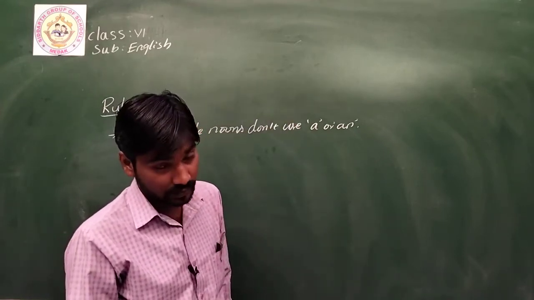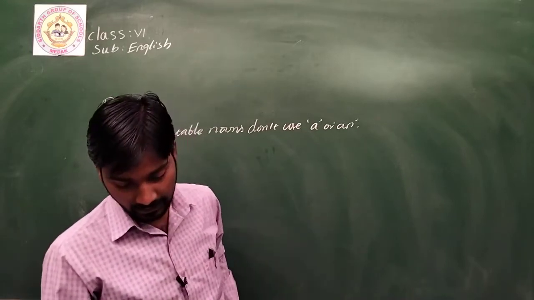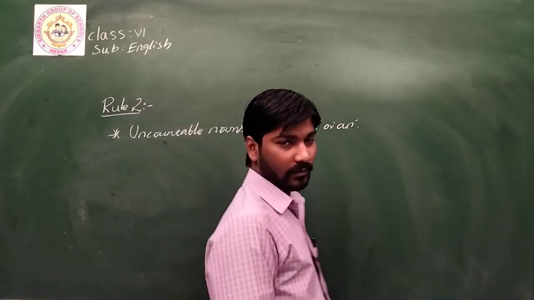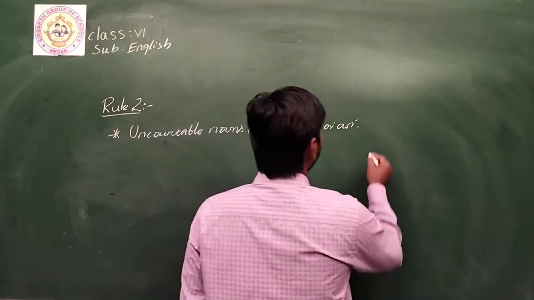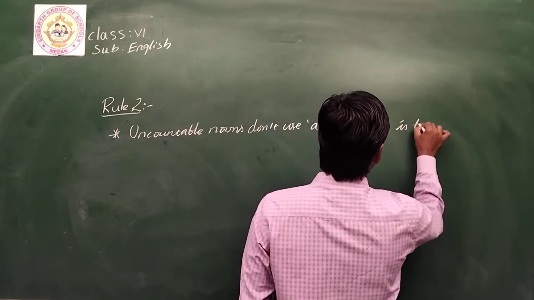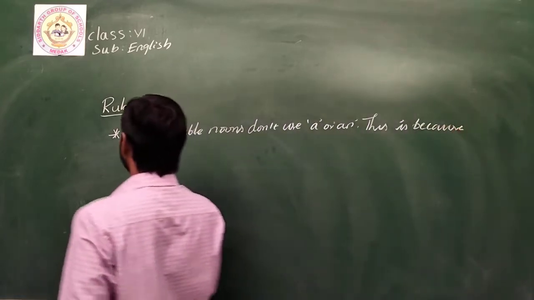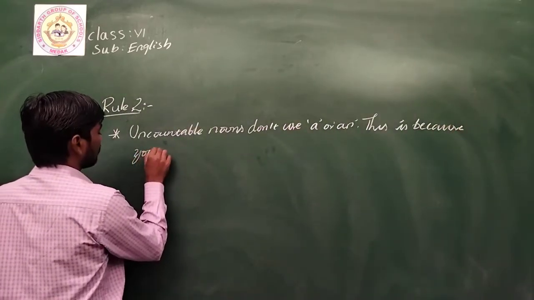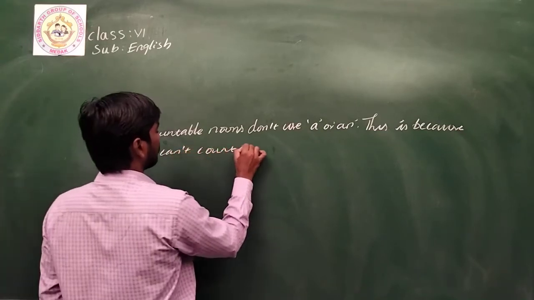This is because, copy this, I'm going to write, this is because, why? Because you can't count them. Very simple. This is because you cannot count them.